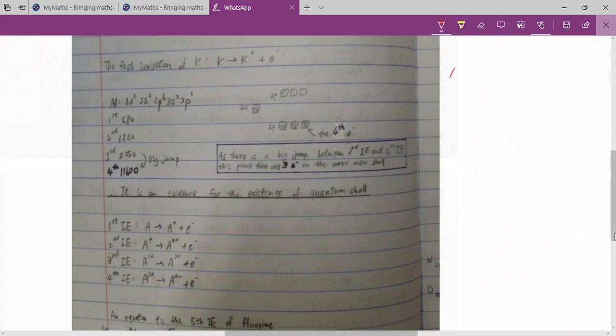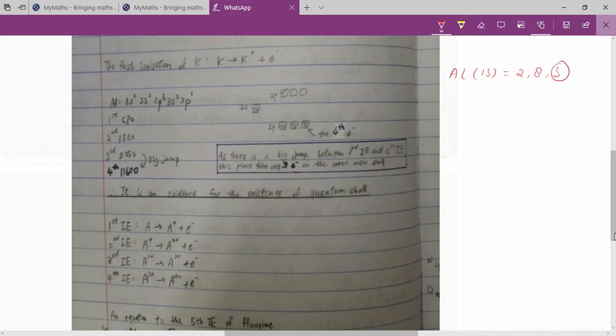Yes, actually, aluminium. Aluminium has atomic number 13, so it will be 2, 8 and 3. So there will be 3 electrons in the outermost cell.